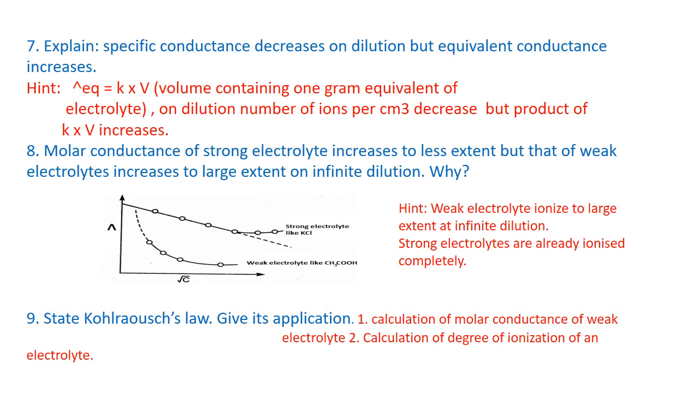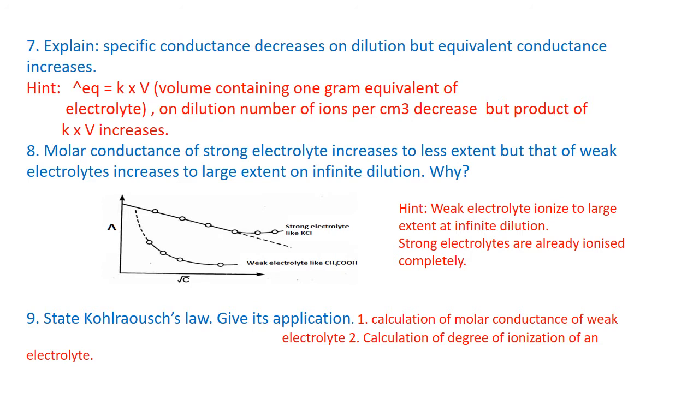Equivalent conductance, number of ions पर डिपेंड करती है जब हम 1 ग्राम इक्वलेंट को डिसॉल्व करते हैं सोल्यूशन में, बट कंडक्टिविटी डिपेंड करती है नंबर ऑफ आयंस प्रेजेंट इन 1 सेंटीमीटर क्यूब ऑफ द सोल्यूशन, एंड ऑन डाइल्यूशन number of ions in per centimeter cube decrease, so its value decreases.